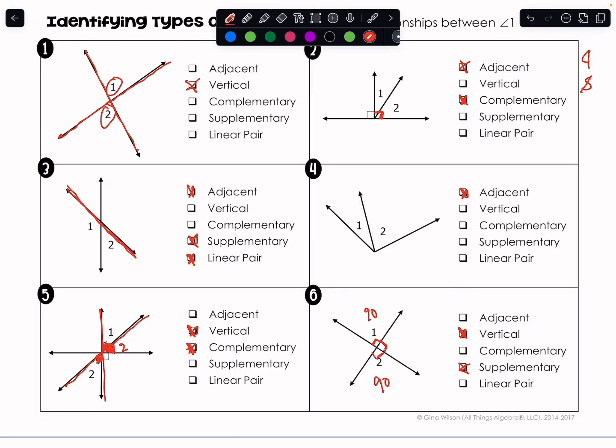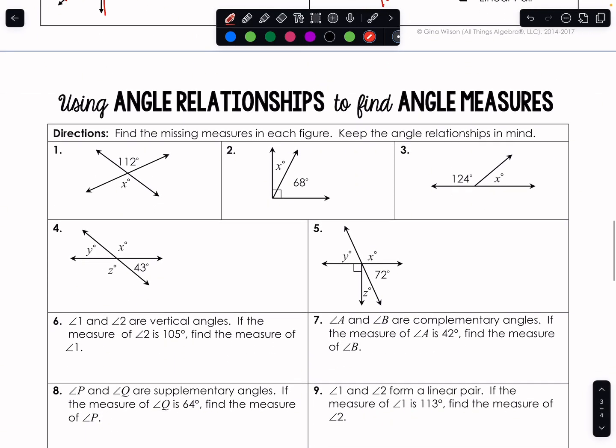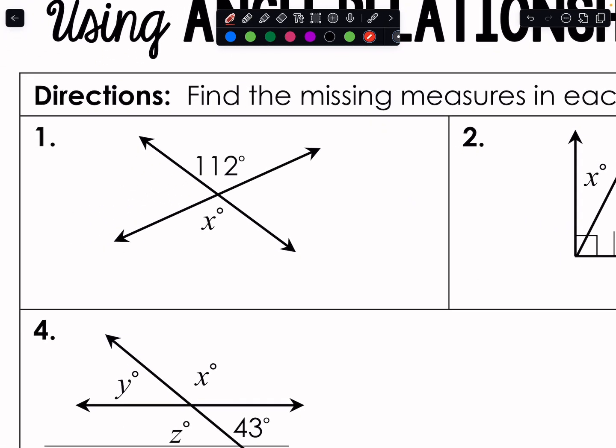All right, so let's get into some of the questions. Some of these are easy. Some of these are a little bit more challenging. So when I look at number 1, these are vertical angles, and vertical angles are always congruent. So if this side is 112, that makes this other side 112. So x is equal to 112 degrees. That one was not that bad.